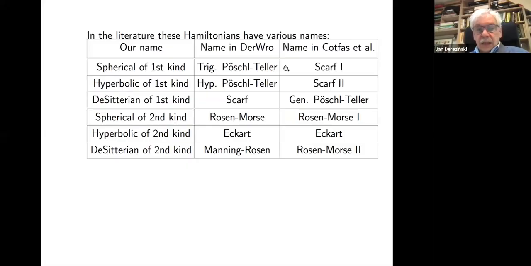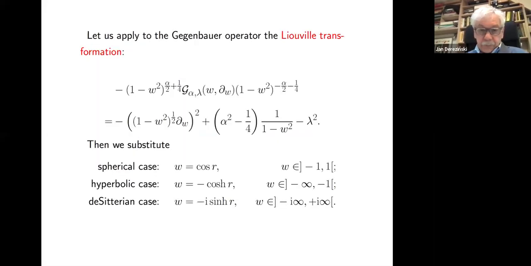So, for instance, some of these Hamiltonians are called after Pöschl-Teller. But in fact, in the literature, each Hamiltonian may have different names depending on the source. Okay, so let's start with the Gegenbauer Hamiltonians.